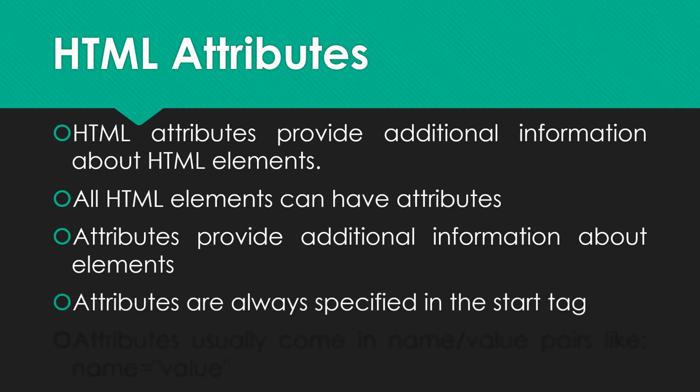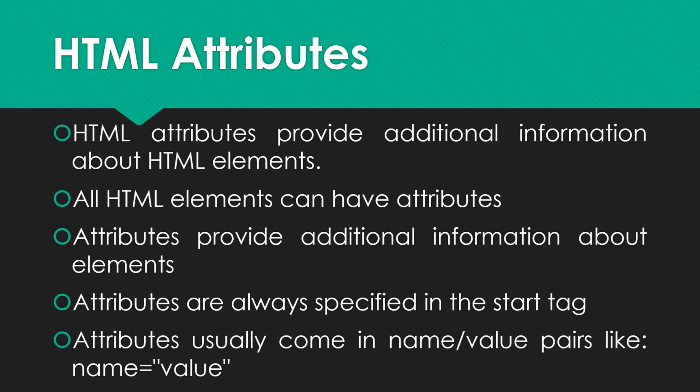Attributes are always specified in the start tag of an HTML element. Attributes usually come in the form of a name and a value. As you can see here, this is an example of an attribute. The attribute will have a name and then the value. So that's how we define attributes in an HTML element.